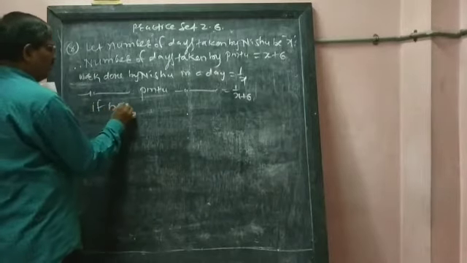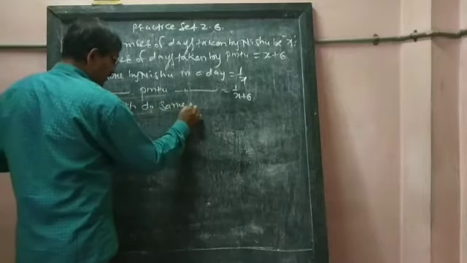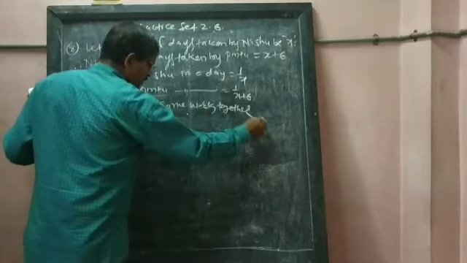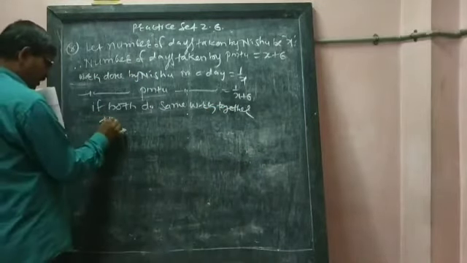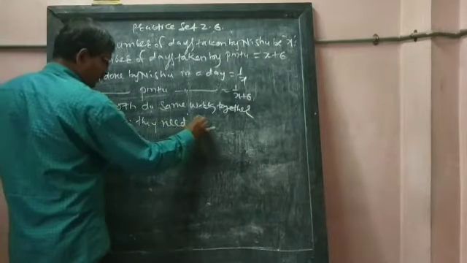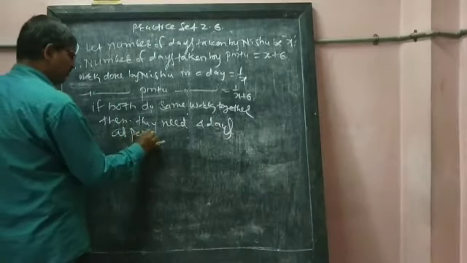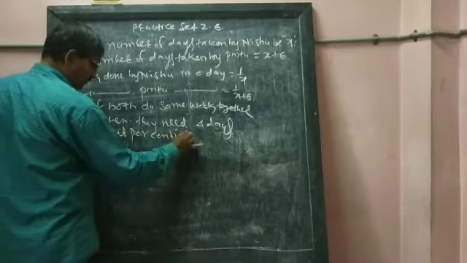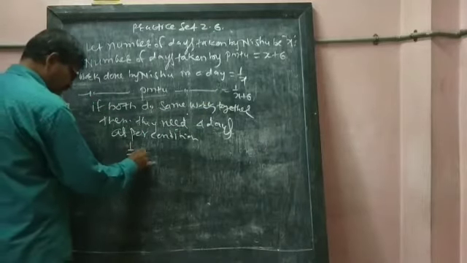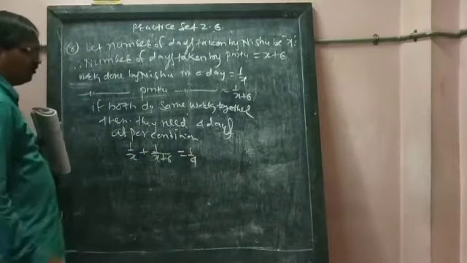If both do the same work together, then they need 4 days. Therefore, as per the condition, if they are working together, then 1 upon x plus 1 upon x plus 6 is equal to 1 upon 4 days.